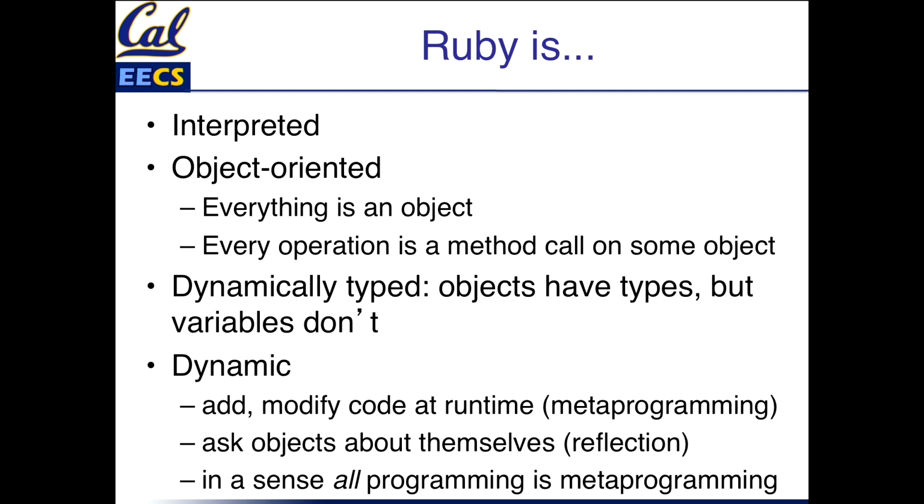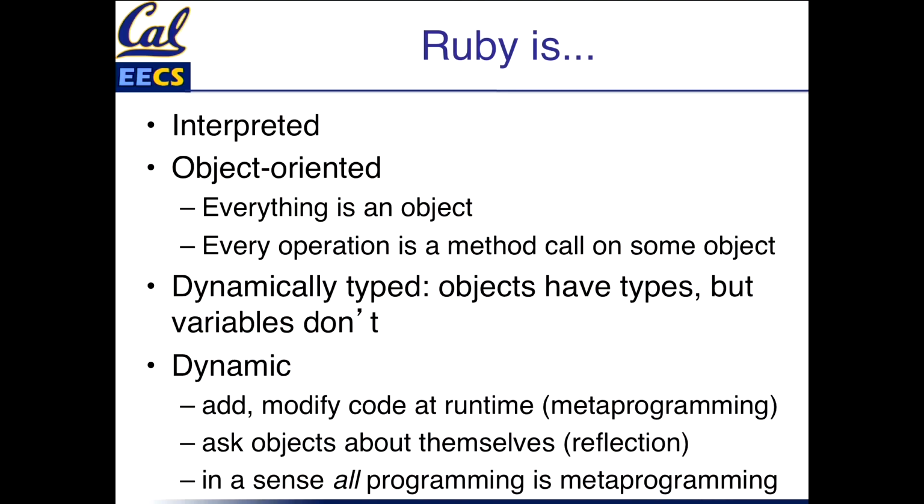It is dynamically typed. What does that mean? It means that there are types in the language, but variables don't have types. Objects have types, but the same variable can spend part of its life being an int, part of its life being something totally different. It is a dynamic language. And hopefully in the next couple of segments here, we're going to see some specific examples of what that means.